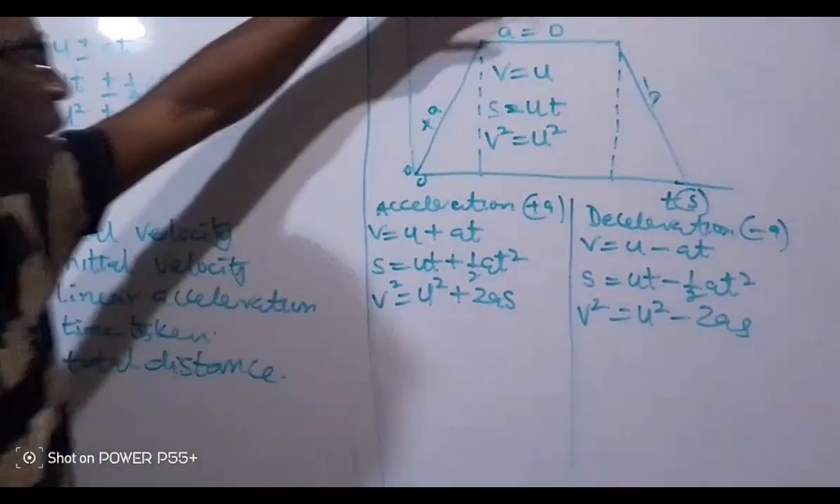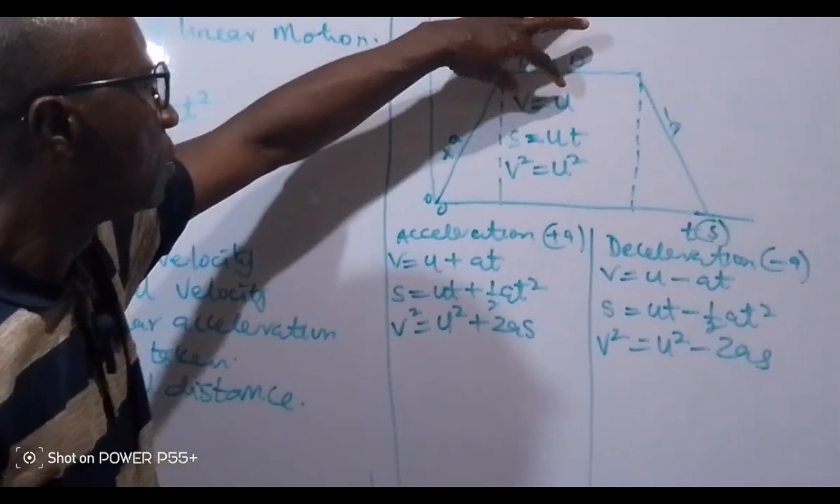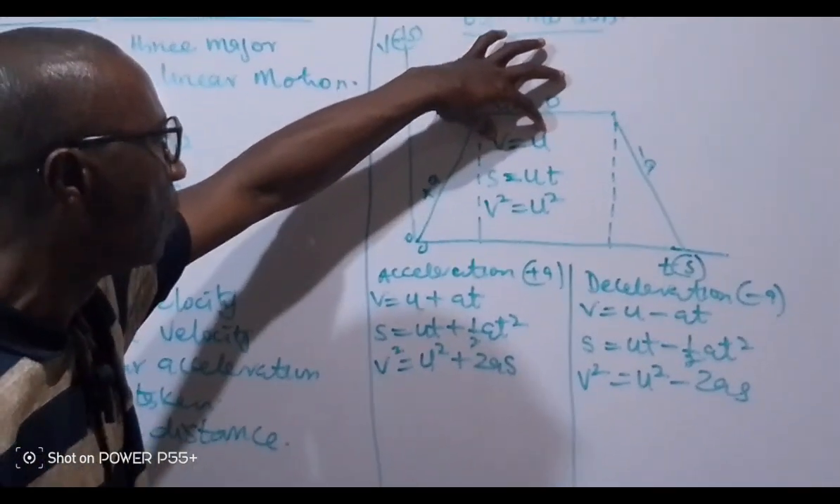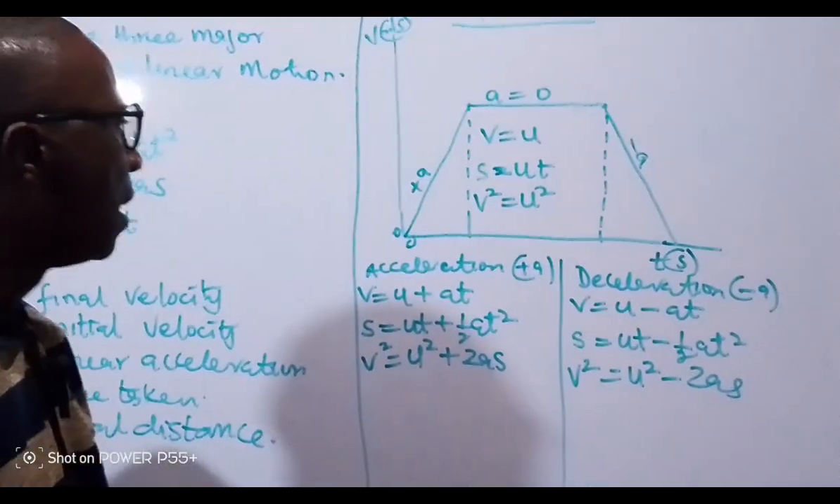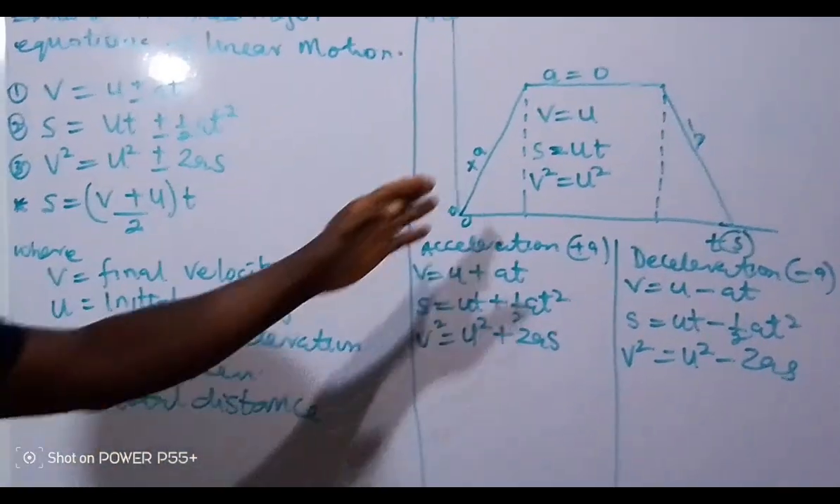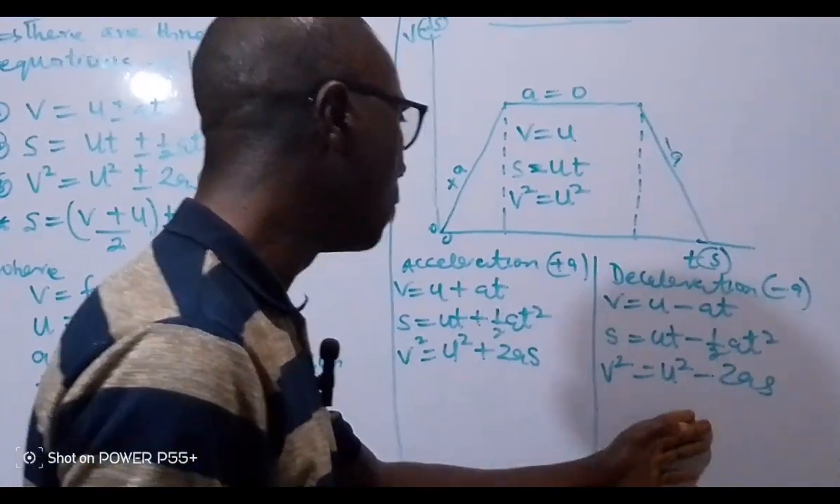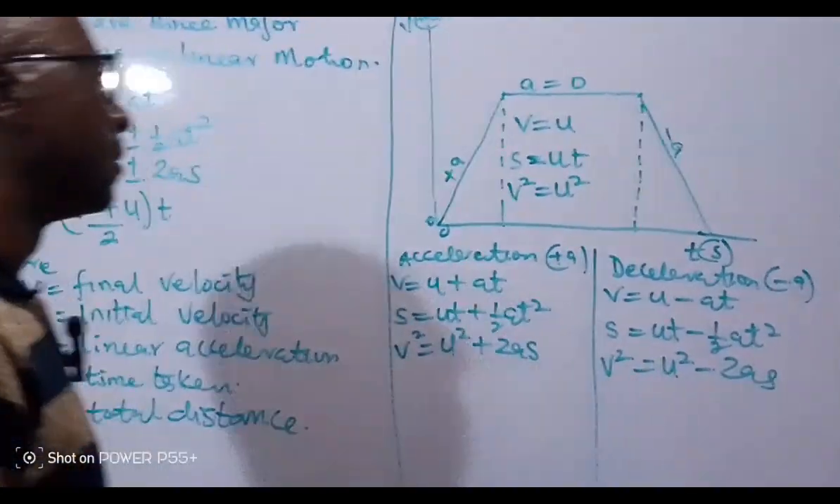So under uniform velocity or constant velocity, we are going to have the equations like this: V is equal to U, S is equal to UT, and V square is equal to U square. For the acceleration side, it will be positive. For the deceleration side, it will be negative like this.